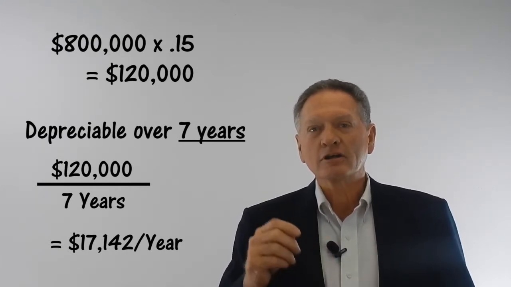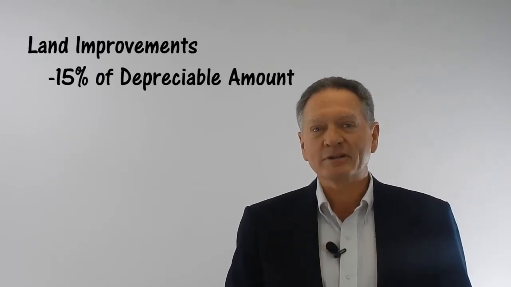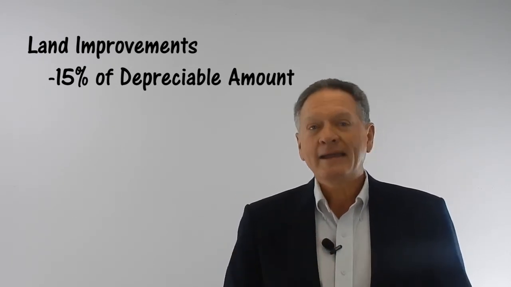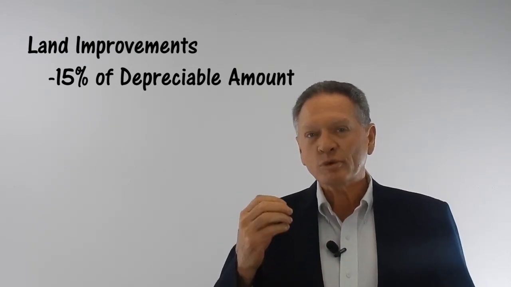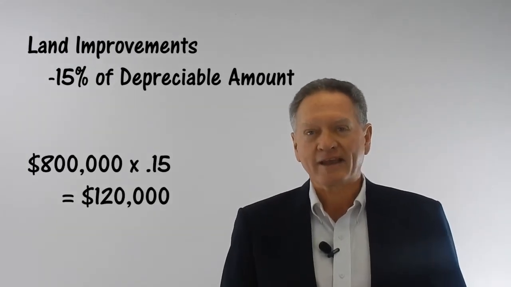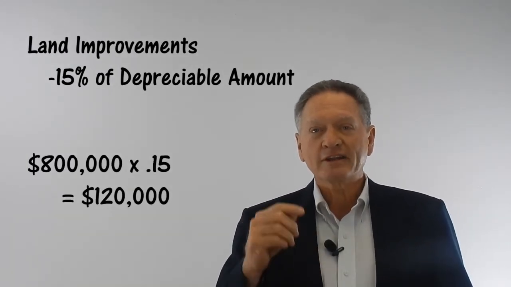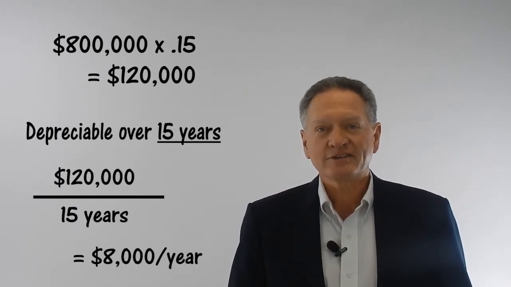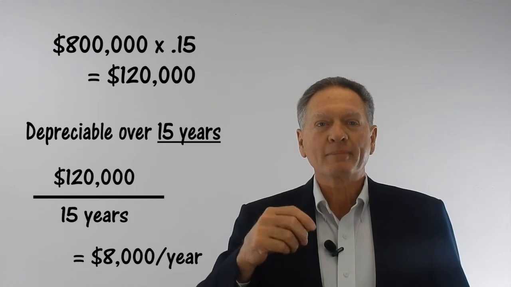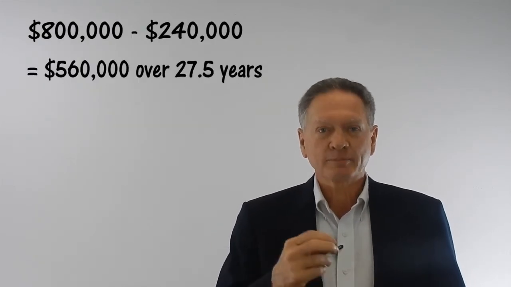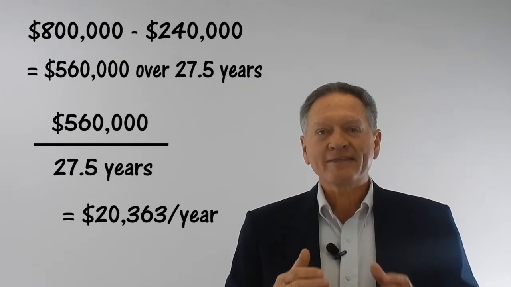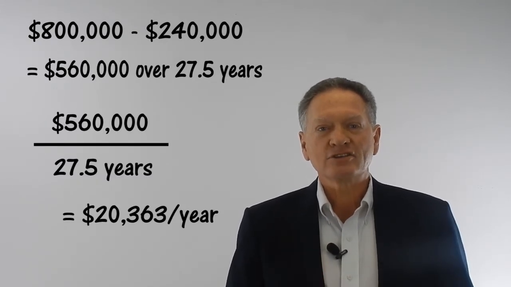And a further cost segregation recategorizes another 15% as land improvements such as asphalt parking lots, sidewalks, parking lot lighting, and storm drainage, which would be valued at, in this case, $120,000, and that can be depreciated over 15 years, which provides $8,000 in depreciation each year. So then, of course, the remaining building cost is still depreciated over 27.5 years. Okay, all this provides $20,000 in depreciation each year.